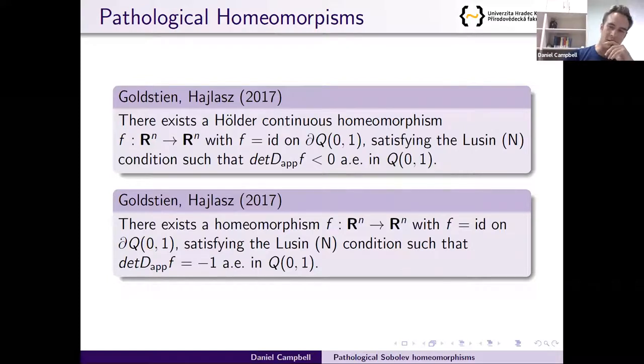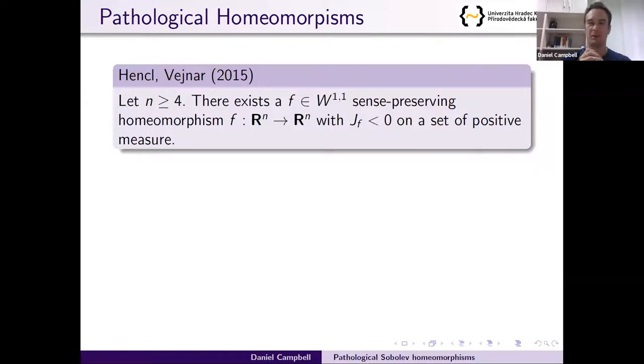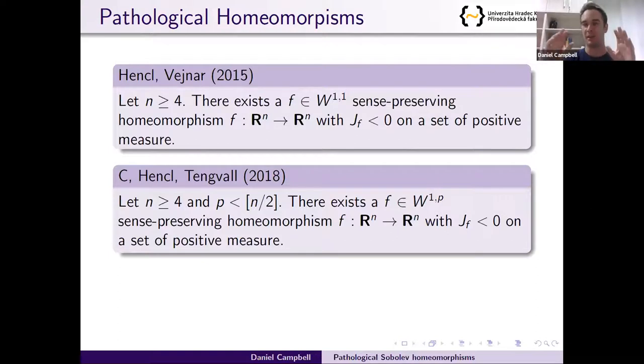So obviously, naturally, the question is: if you can do this for Hölder continuous maps, can this be constructed also in W^{1,1}? And obviously, we're talking in dimension 4 and higher. The first result in this direction was Hencl and Vejnar, 2015, where they found a sense-preserving homeomorphism where the Jacobian was negative on a set of positive measure. And in fact, we were able to improve on this result a few years later, all the way up to almost being sharp: p less than the integer part of n/2, with the borderline case where p equals the integer part of n/2 still being unclear.